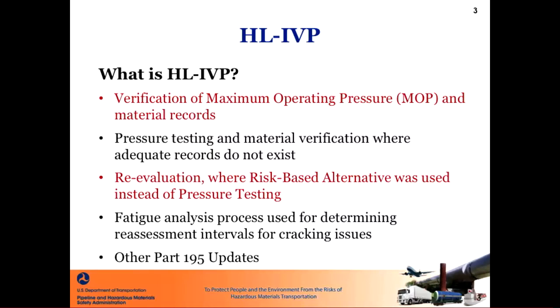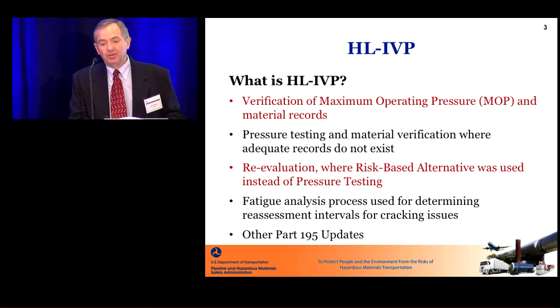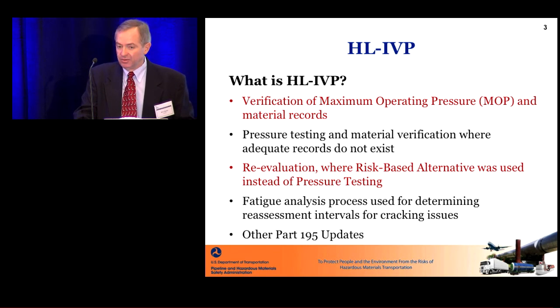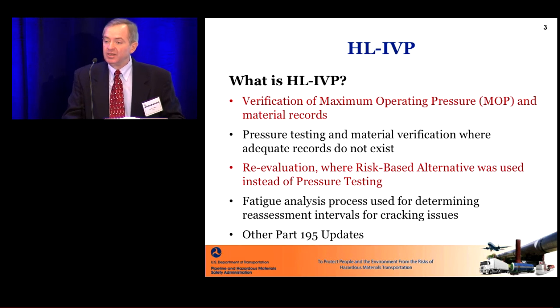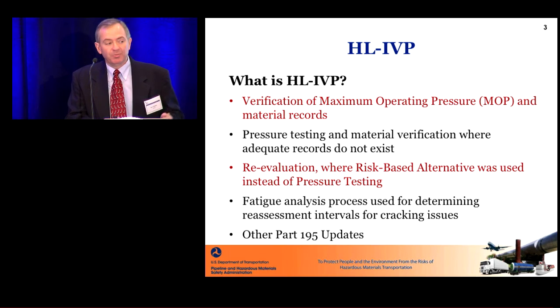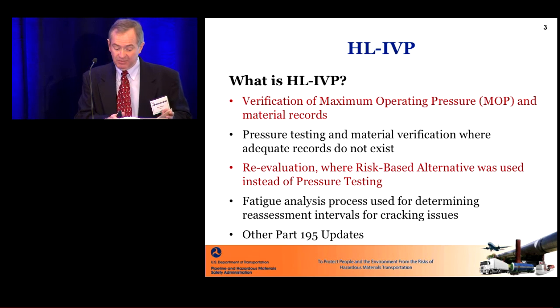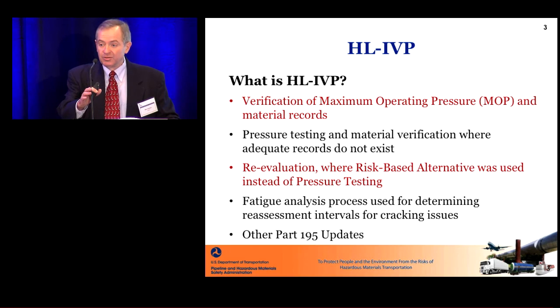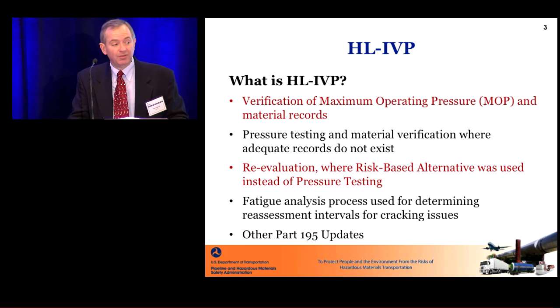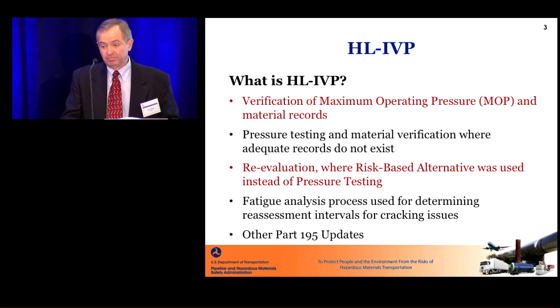The third bullet here is reevaluation, the risk-based alternative that was used instead of pressure testing. If you go back and look at that, it tells you which pipelines you can't use the risk-based option on. I think it has low-frequency ERW pipe, and it also has lap-welded pipe. But what if you have flash-weld pipe that's acting just like low-frequency ERW pipe? I realize it doesn't specifically say you can't use the risk-based option, but should you be, if you've got pipe with seam issues that are acting just like low-frequency ERW?